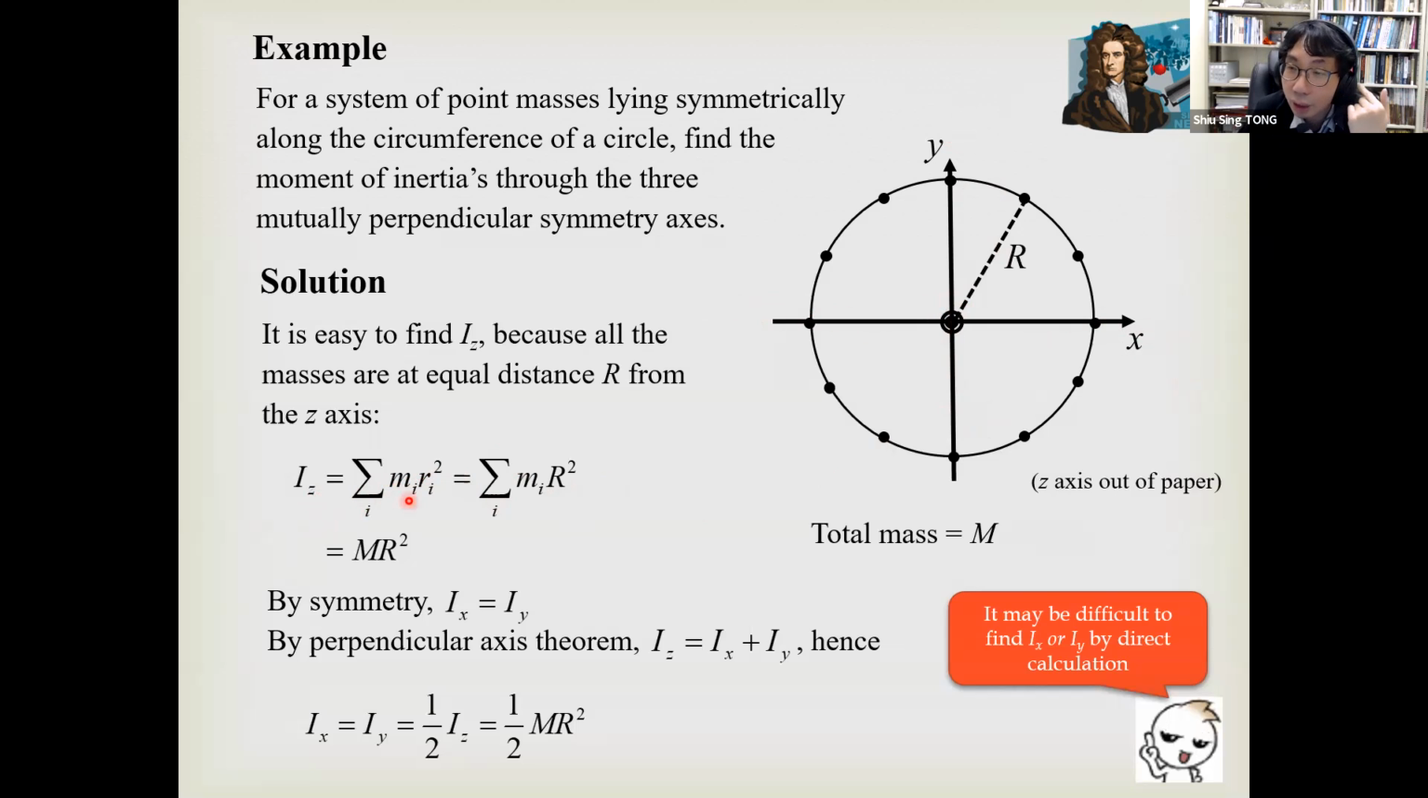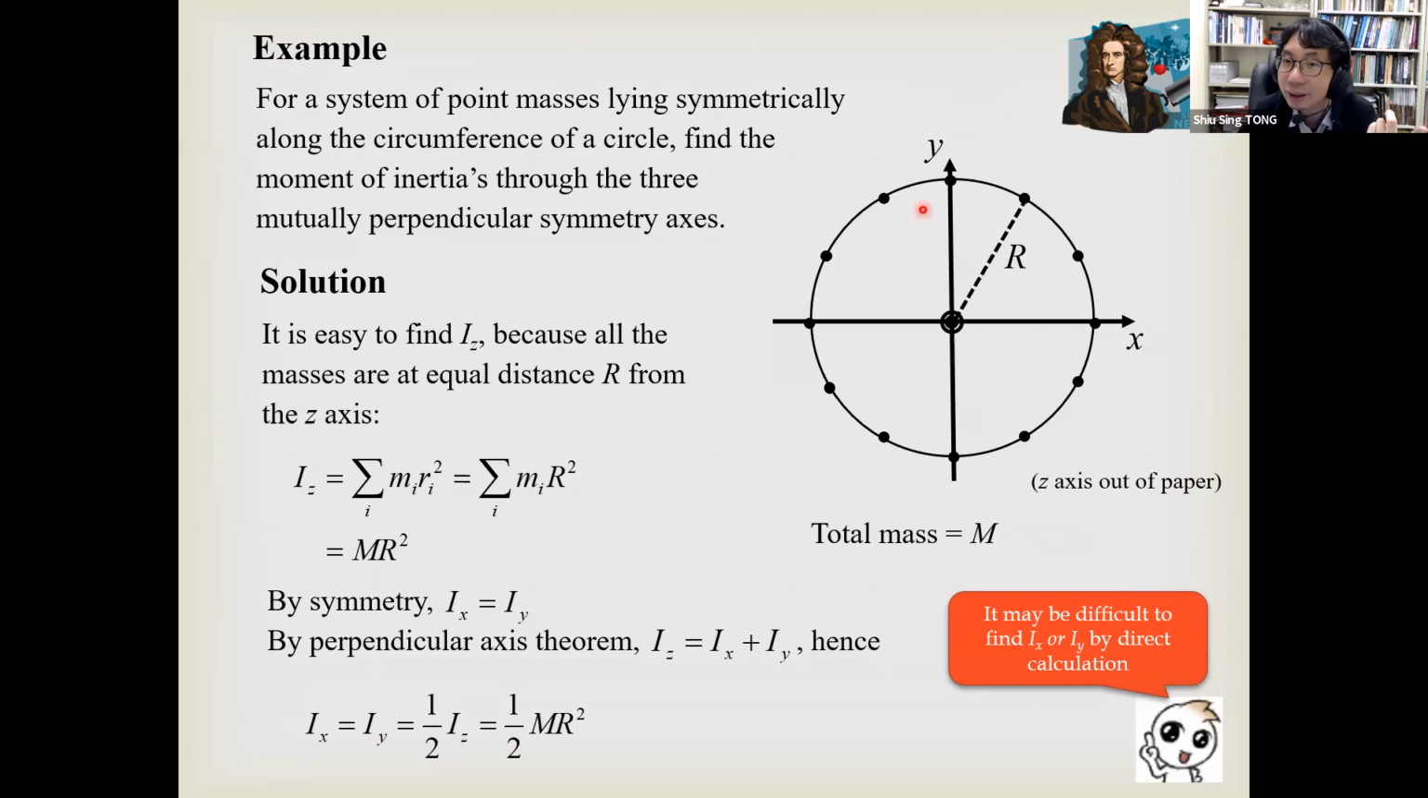Okay. And so I form a sum, the summation of m_i r_i squared. Now, you see, because all the masses lie on the circle, they are at equal distance from the z-axis. They are at an equal distance of r from the z-axis, which is just the radius of the circle, of course. And so the summation becomes m_i R squared, right? The R squared can be taken out, and the summation of m is just the total mass of the system. So I write it as big M. Big M is the total mass of all the points, okay? So now I find the I_z, right?